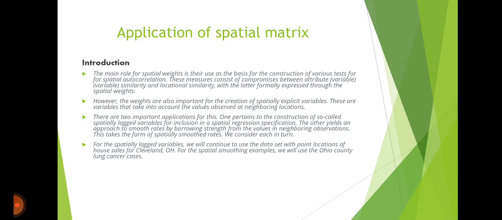There are two important applications for this. One pertains to the construction of so-called spatially lagged variables for inclusion in a spatial regression specification. The other yields an approach to smooth rates by drawing strength from the values in neighboring observations. This takes the form of spatially smoothed rates. We consider each in turn.